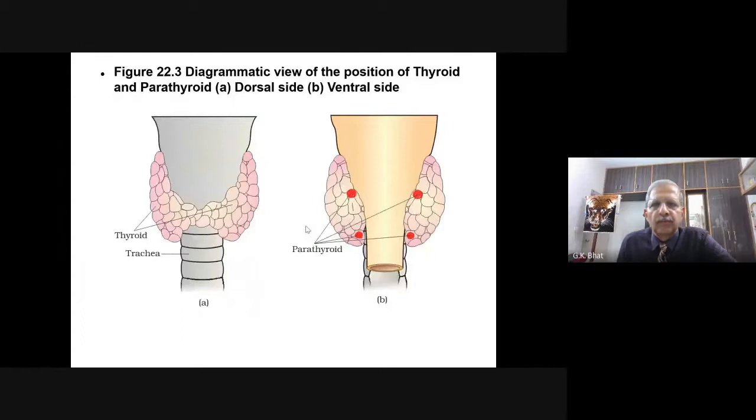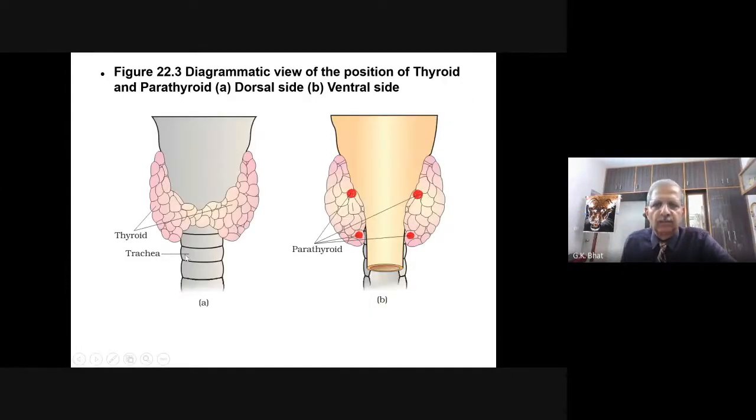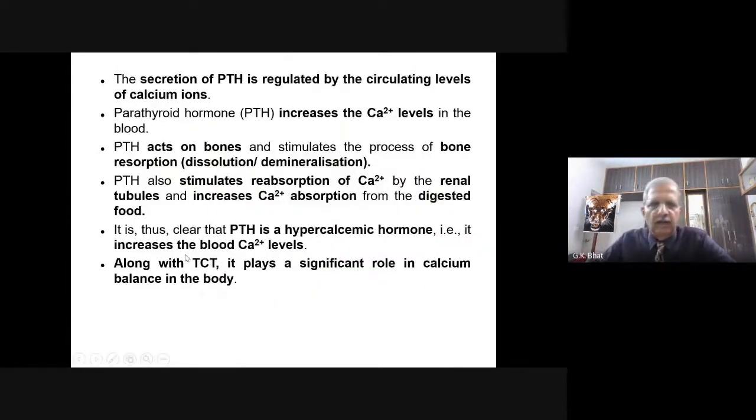So, parathyroid glands are present on the back of the thyroid gland. On the back, that means this is our front, we have the thyroid, and on the back, that becomes the dorsal side.